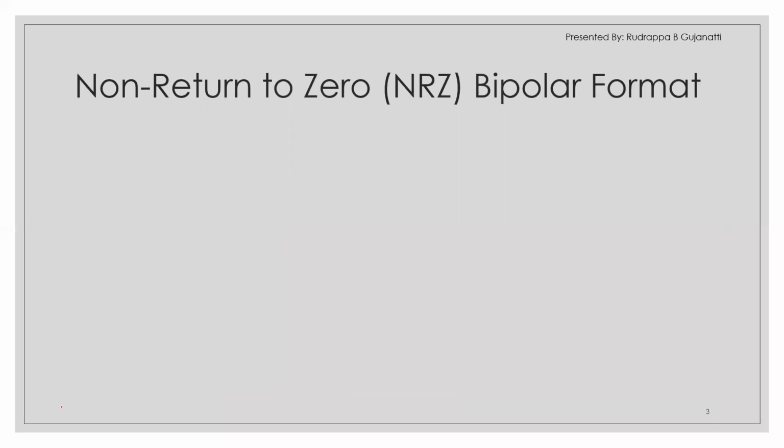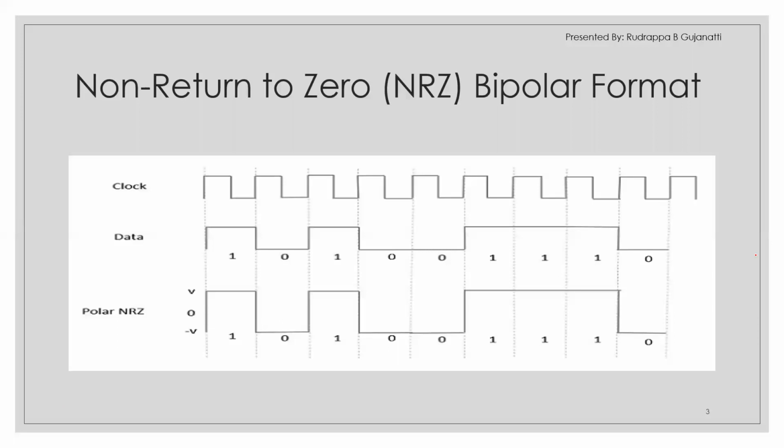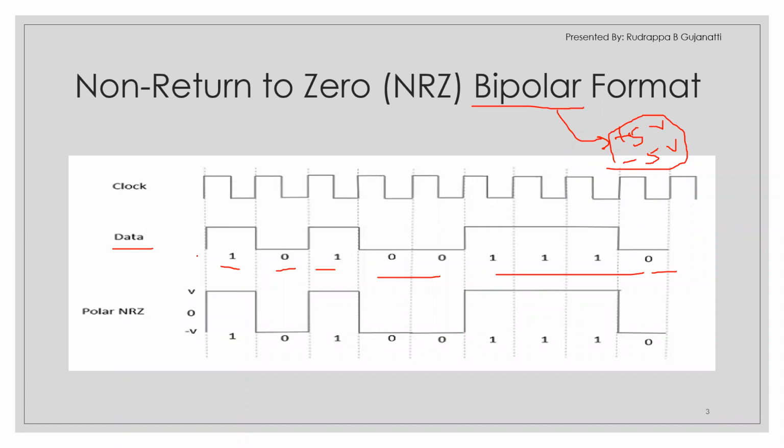Now the next one which comes is bipolar format. There is a slight difference between these two. You can check from the diagram. In this one, again, same data we have taken: 1, 0, 1, 0, 0, 1, 1, 1 and 0. These are the bits, and I want the representation in terms of non-return to 0 bipolar format. Now we have the term bipolar, therefore we will be using two polarities. So one will be say 5 volt and the other one will be say minus 5 volt. We will be using these two polarities for representing the information or the bits.